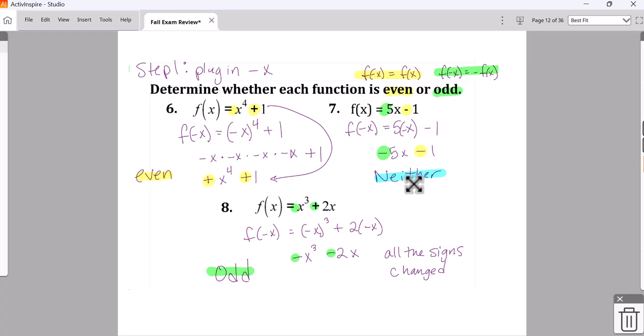And then for our odd function down here, when I plug in negative x, negative x times negative x times negative x is still negative. 2 times negative x is also still negative, and so I went from positive signs to negative signs, and that gives me an odd function. All the signs have been changed.